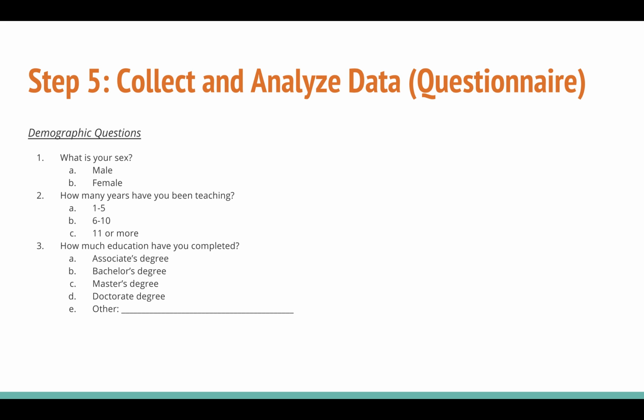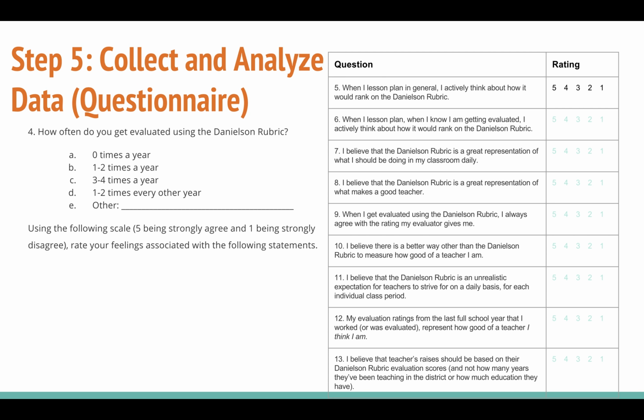So step 5 is to collect and analyze data. And so here is part of the survey given, the questionnaire. It starts off with some demographic questions: what's your sex, how many years have you been teaching, and how much education have you completed. Then it goes into actual questions about the Danielson rubric. So one being, how often do you get evaluated using the Danielson rubric? And then all the questions to the side, questions 5 through 13, are ranking questions.